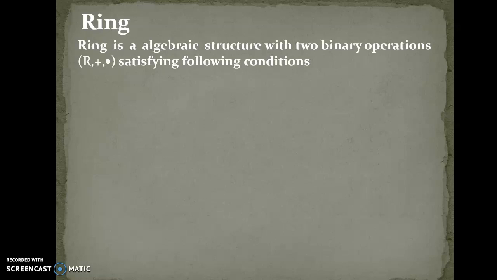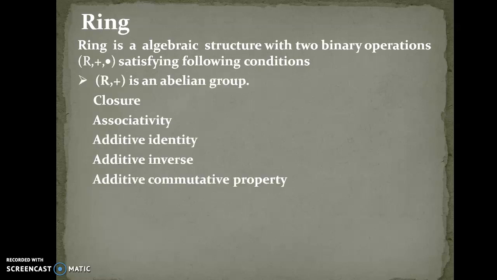Here, for simplicity of understanding, we are considering the binary operations as addition and multiplication. So a ring is an algebraic structure satisfying the following conditions. First of all, R with addition is an abelian group, that is, R under the operation addition satisfies closure, associativity, identity, inverse, and commutative properties, so that it forms an abelian group under addition.